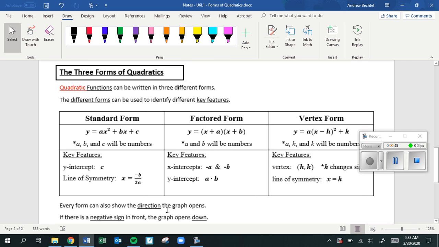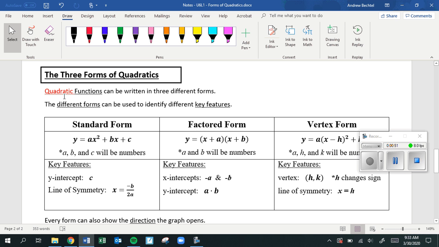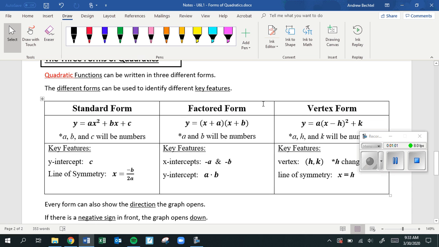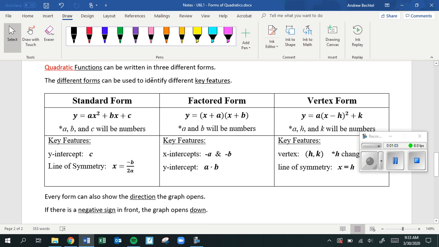Let's move on to the different forms of quadratics. Quadratic functions can be written in 3 different forms. And those different forms can be used to identify different key features quickly. Most of these forms can show you more than one key feature, but the first one listed for each really stands out quickly if you know what to look for. The 3 forms are standard form, factored form, and vertex form. In subsequent lessons, we're going to talk about each of these more specifically.